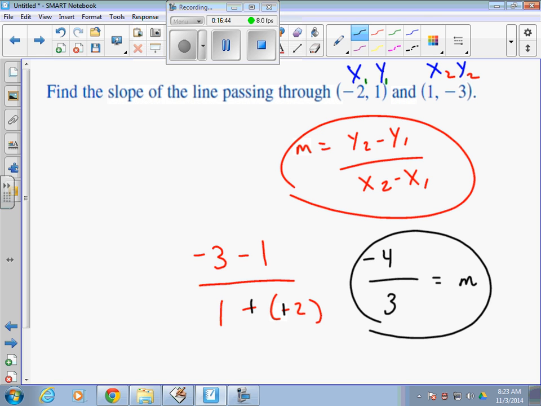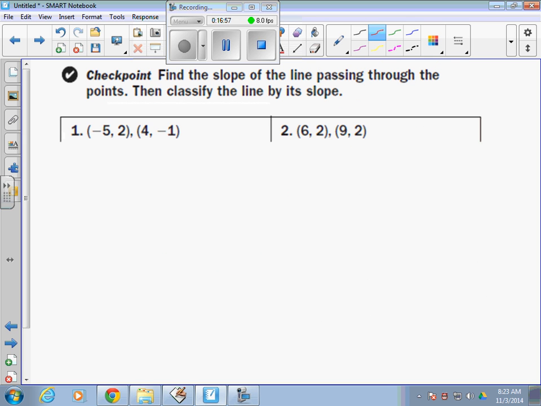That's a negative slope. If you were to graph that line, it would be doing something like this. It would be falling that way. Since it's a negative slope, it's a ramp going downhill. Negative 4 over 3. Then you had a couple checkpoint problems. Find the slope of these lines for 4 of them.